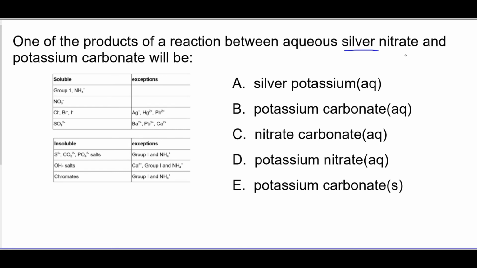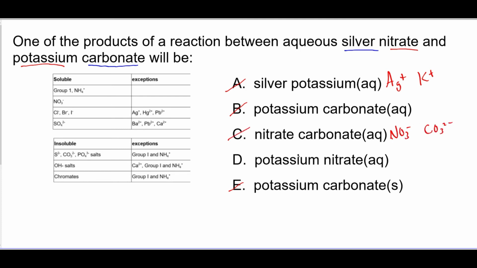We are reacting silver nitrate and potassium carbonate, so we're going to have silver carbonate and potassium nitrate. If I look at my first answer, it has 2 cations. I have silver and potassium, so that cannot create a compound. Potassium carbonate is one of my reactants, so I'm going to eliminate those 2. Even though it has different states, it's still part of the reactants. I have silver carbonate or potassium nitrate. C is nitrate carbonate, 2 anions, so those aren't going to form a compound.